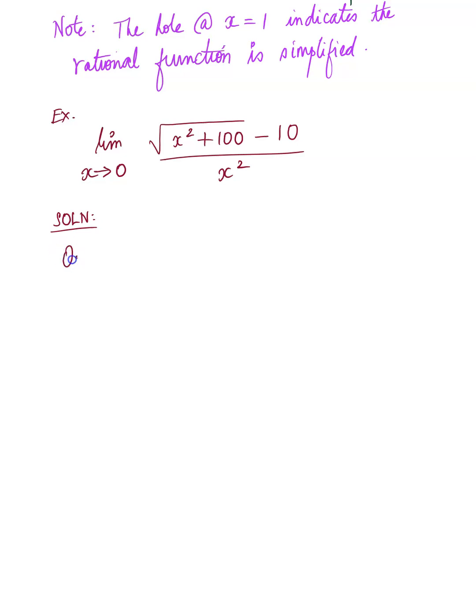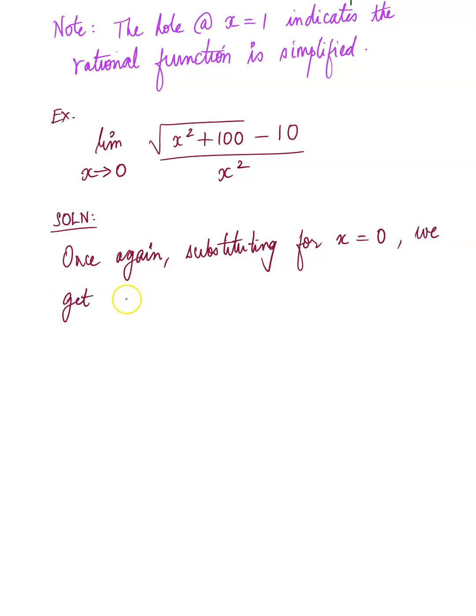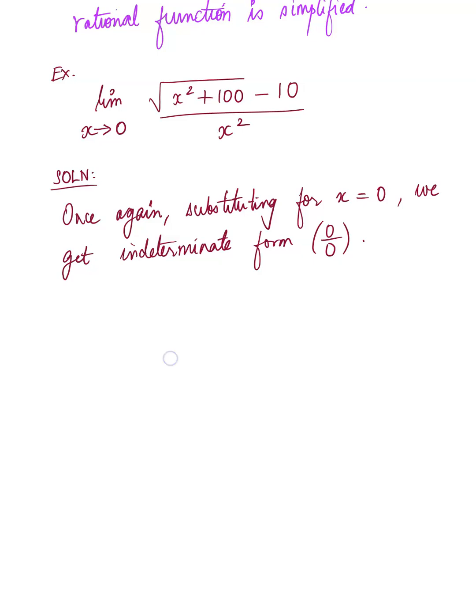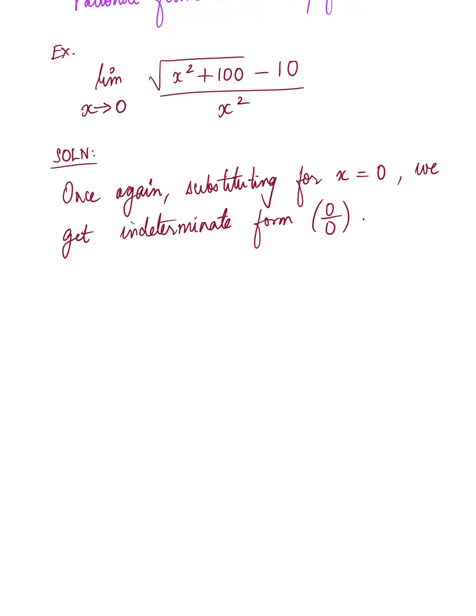So let's say, once again, like the previous problem, substituting for x as 0, we get indeterminate form, which is 0 over 0. And sometimes you can even call it undefined. It's really used sometimes interchangeably. I'd like to call it indeterminate to be a little more specific.